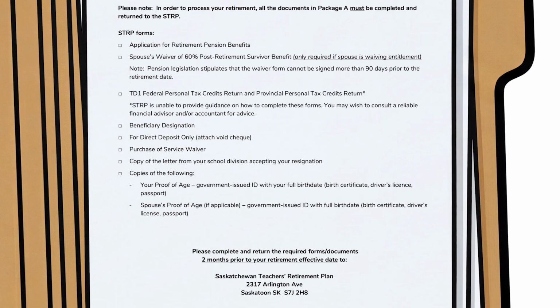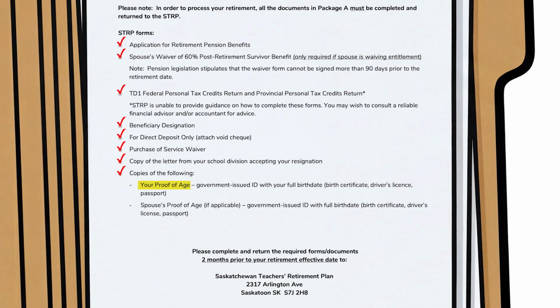There is the application for retirement pension benefits, which is a green form, a spouse's waiver of 60% post-retirement survivor benefit form, a TD1 personal federal tax credits return form, a provincial personal tax credits return form, a beneficiary designation form, a direct deposit only form, and a purchase of service waiver. Please note that with Package A, we also indicate that we are going to need a copy of the letter from your school division accepting your resignation. You can send the other completed forms prior to sending this letter, as we know sometimes there can be a delay in receiving this letter from your school division.